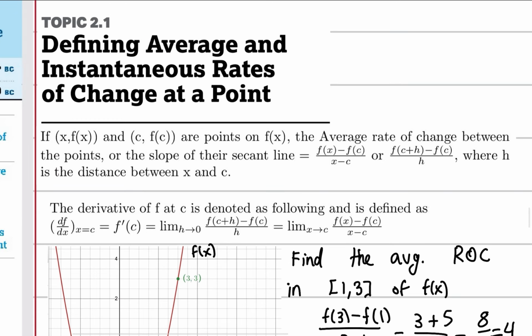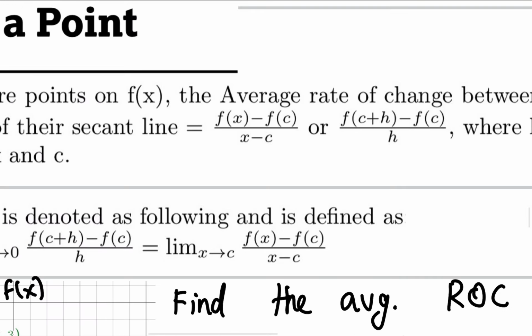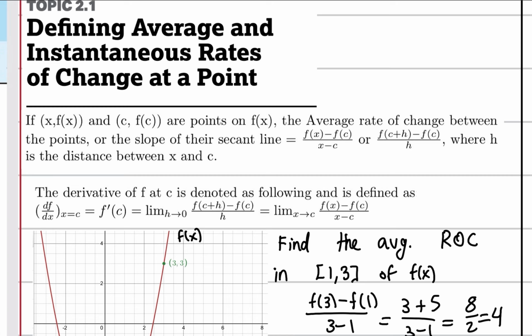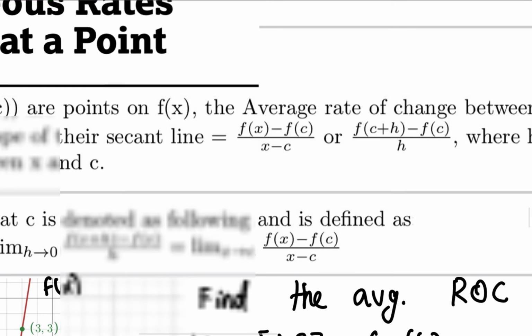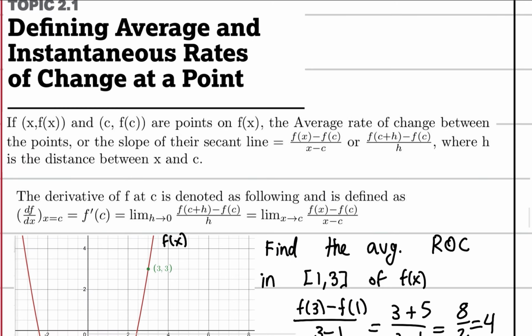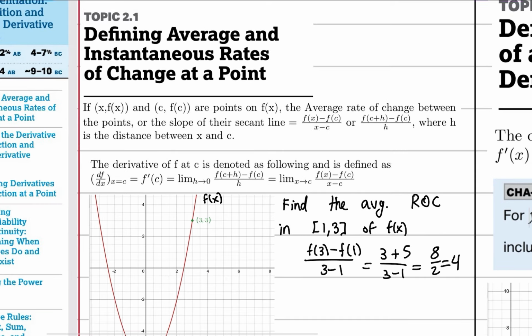Or if we let h be x minus c, then we just have f of c plus h minus f of c over h. So h is just the distance between x and c. And both of these formulas for average rate of change, you need to know, obviously, and they show up in the derivative. In fact, we're going to use it right now.